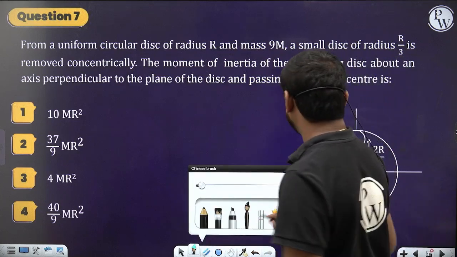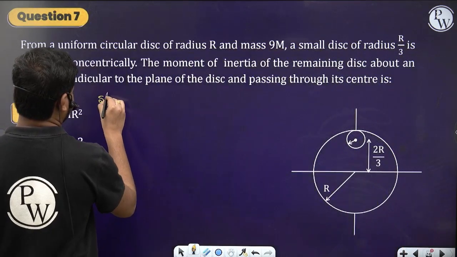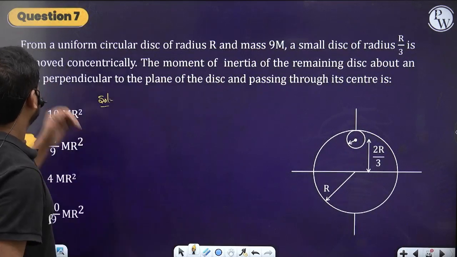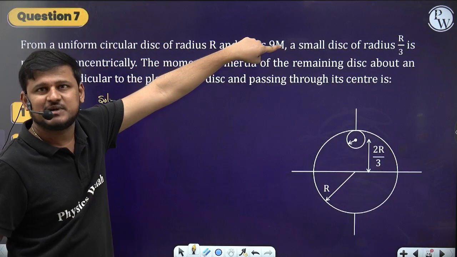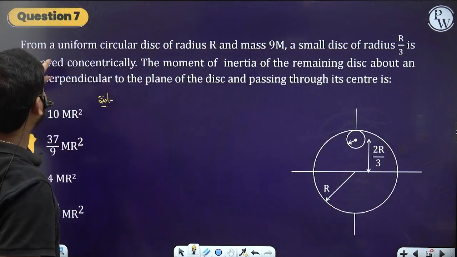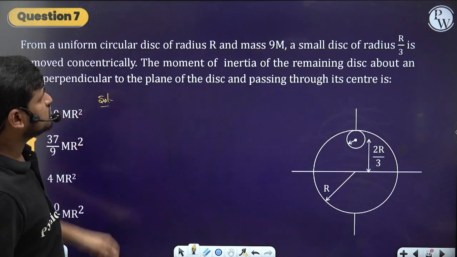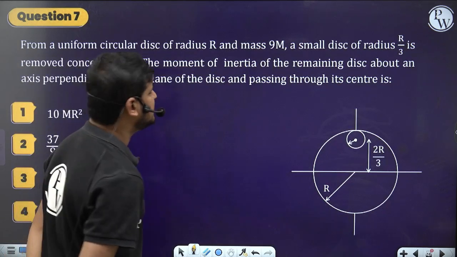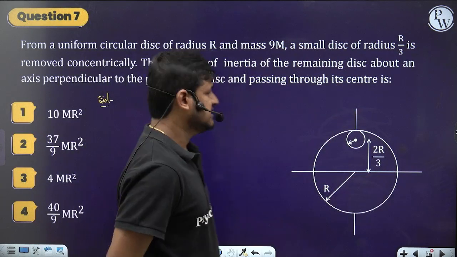Then let's take one more question. What does the question say? Question number 7. From a uniform circular disc of radius R and mass 9M, its mass is 9M now, a small disc of radius R by 3 is removed concentrically. Then the moment of inertia of the remaining disc about an axis perpendicular to the plane of the disc and passing through its center. Same concept.